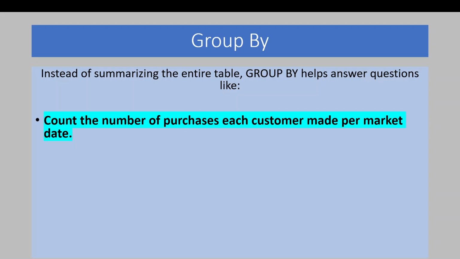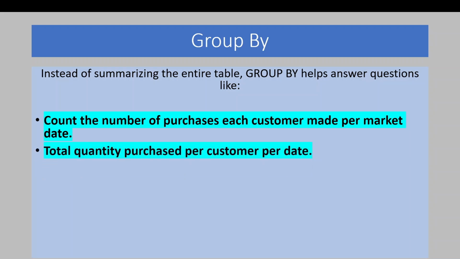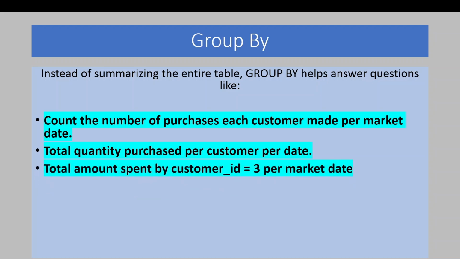The second one is you can also calculate the total quantity purchased per customer per date. In the same way, on 1st of August, this customer ID has made a purchase of this much, and this customer ID 2 has made a purchase of this much. Likewise, you can extract the data using the group by clause. And the third question is, what is the total amount spent by customer ID 3 per market date? This is somewhat similar to the second one, but instead of quantity, it's the amount spent.